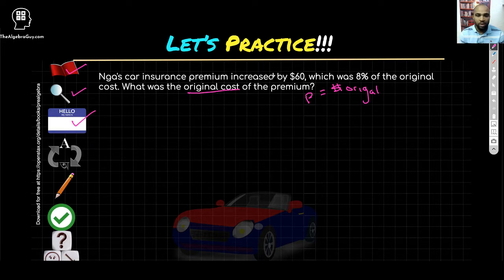The car insurance premium increased by $60, which was, so this was telling me there's an equal sign here. So $60 is 8% of, that's times some original cost. Hey, look at that. So we can work with this. Now I don't want a percent there. I'm going to translate that percent: 8% is the same thing as 8 over 100, which is equal to 0.08. So I'm going to translate that into 0.08.